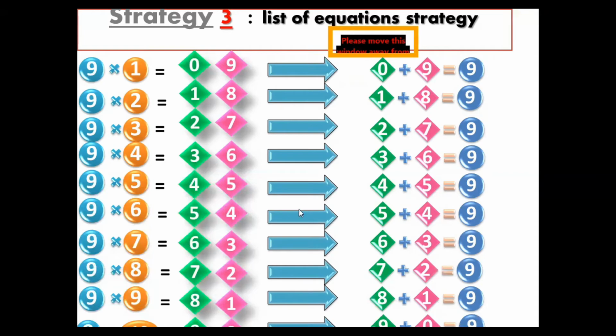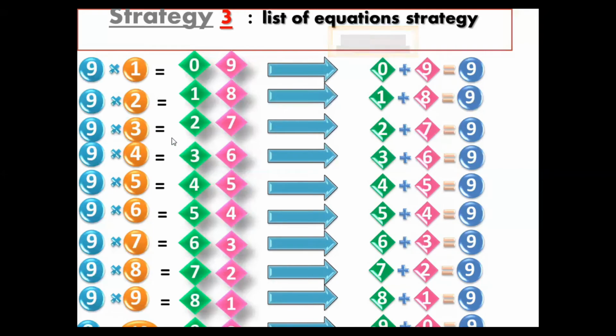We can notice here in the tens digit, in this column, which represents the tens digit, that the tens digit in the product is 1 less than the second factor. Here 0 is 1 less than 1, and 1 is 1 less than 2. Here 2 is 1 less than 3.